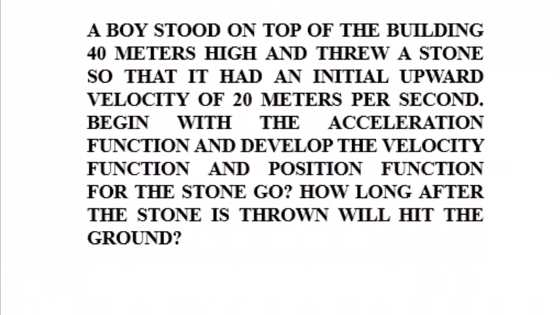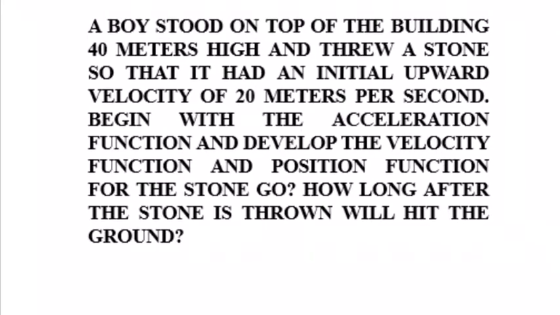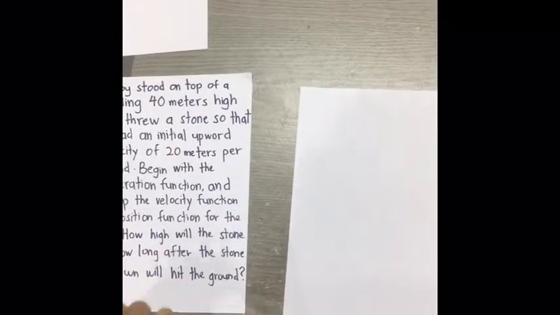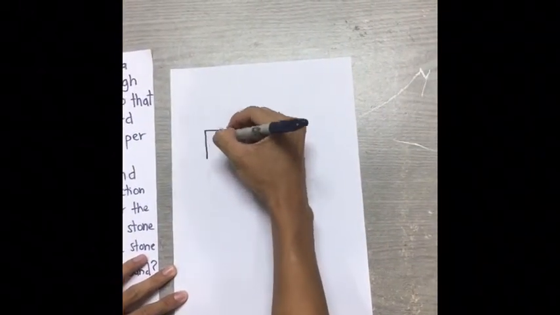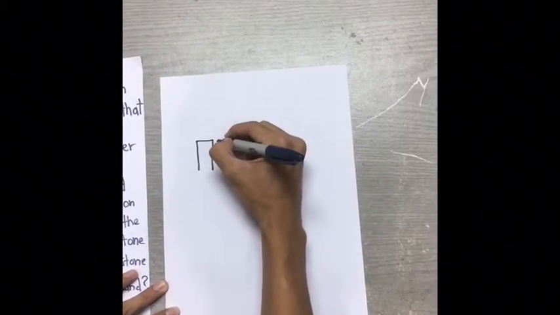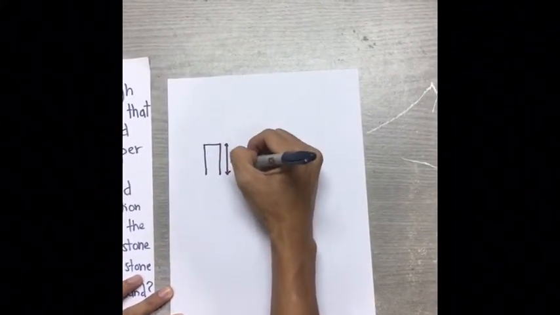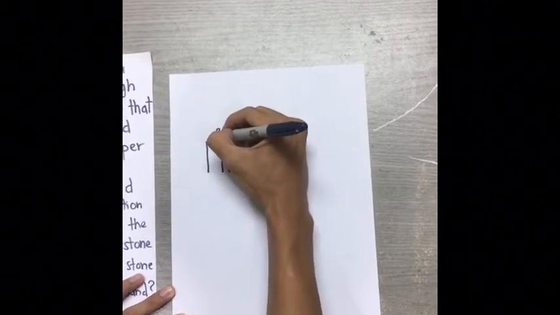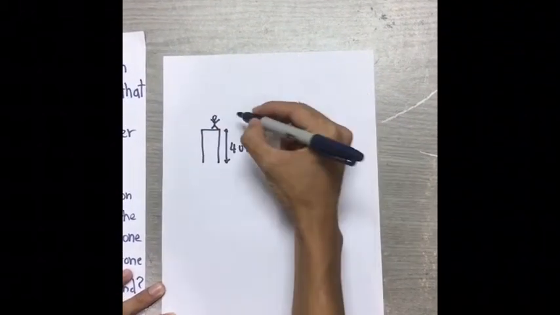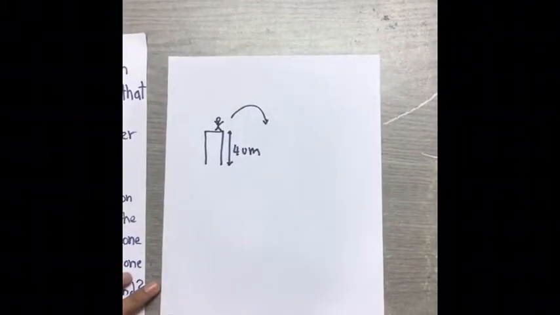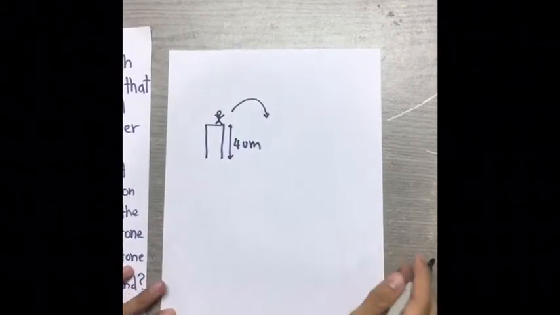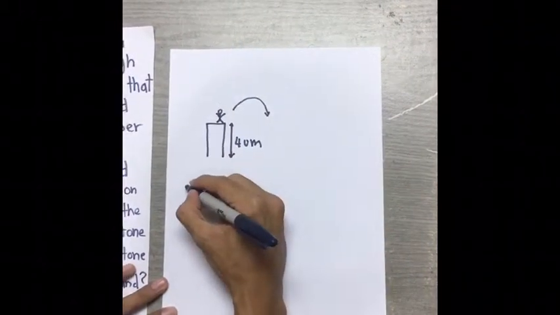Hi everyone, this is a question about a falling body. A boy stood on top of a building 40 meters in height and threw a stone. The velocity is 20 meters per second.